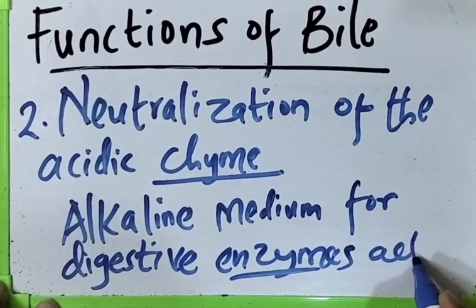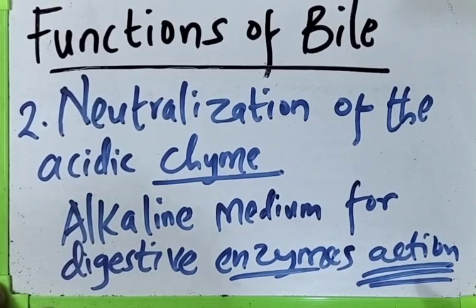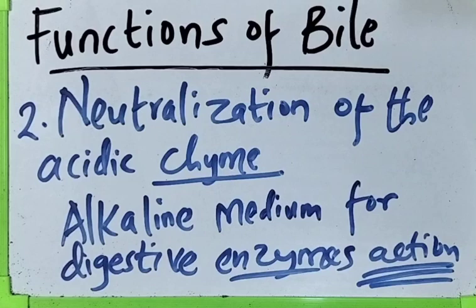action. Of course, we shall look at which enzymes require an alkaline medium or alkaline environment for them to operate well. So the two functions are, number 1, emulsification of fats or breakdown of fats. Number 2, neutralization of the acidic chyme from the stomach. That is all about bile.